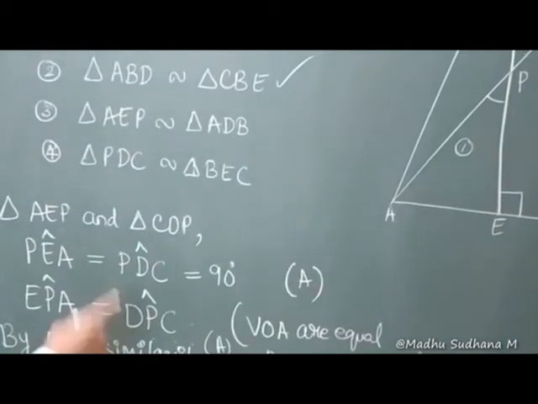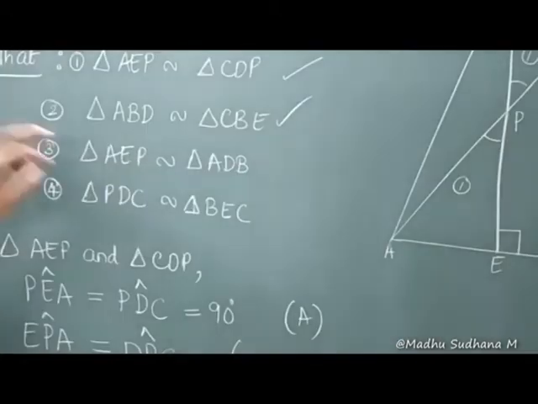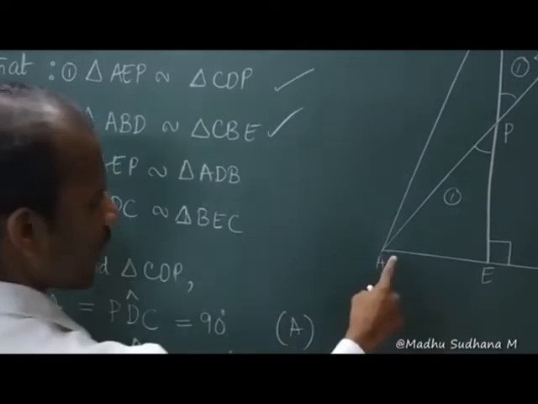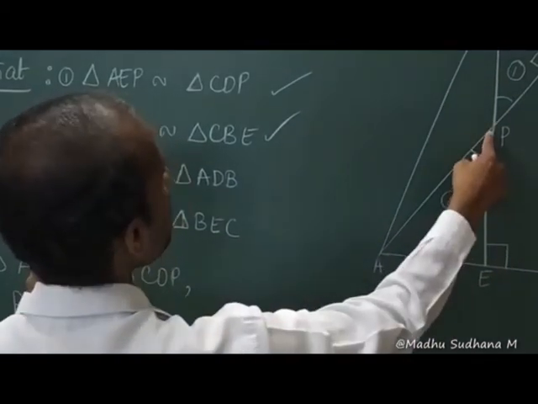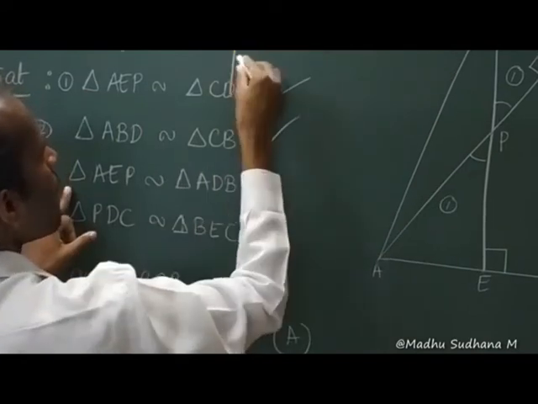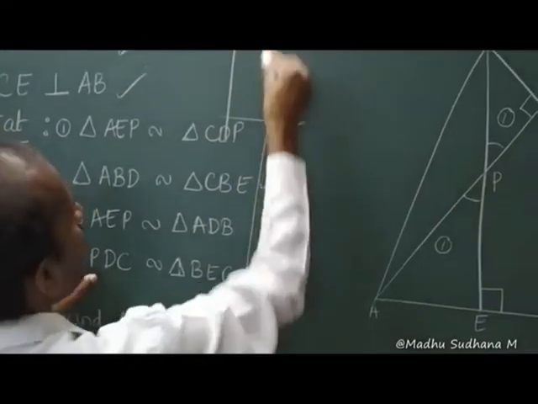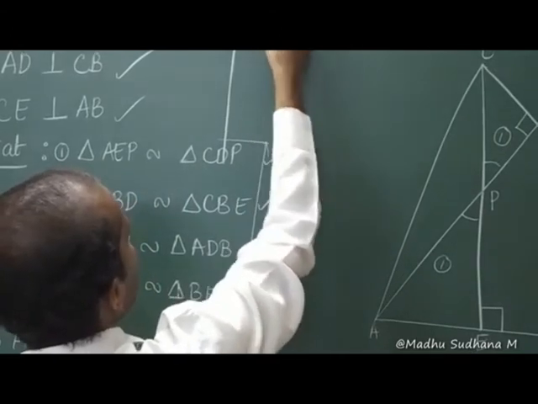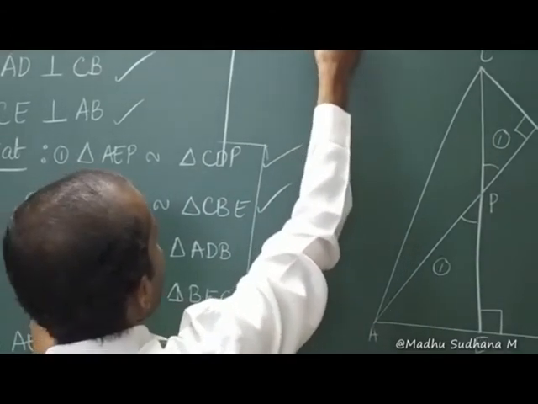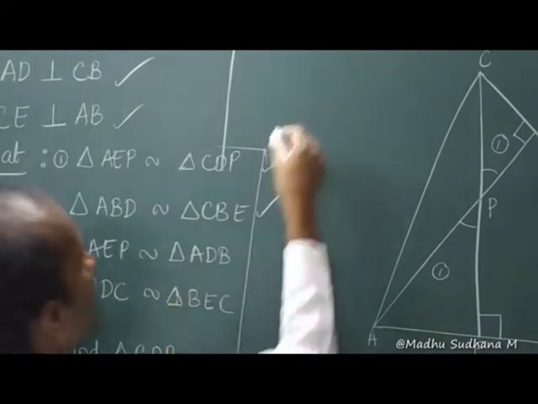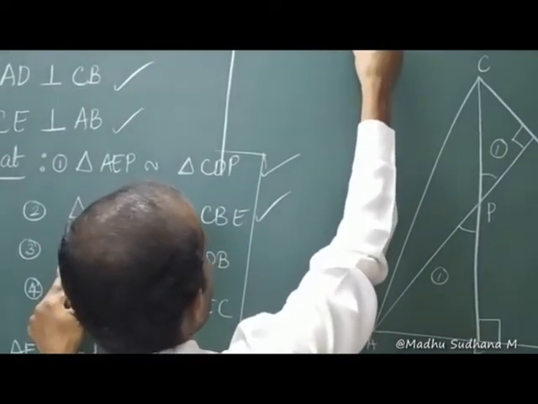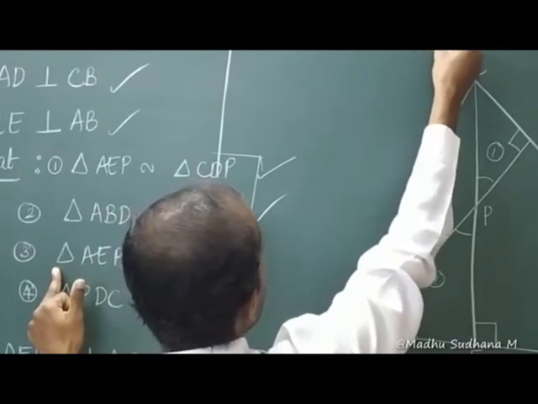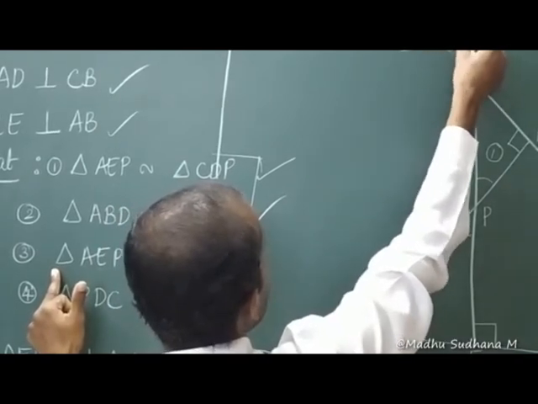So moving to the third proof now. Let us identify the triangle first. So triangle AEP. Let us start here. So moving to the third proof here, in triangle AEP and triangle ADB.